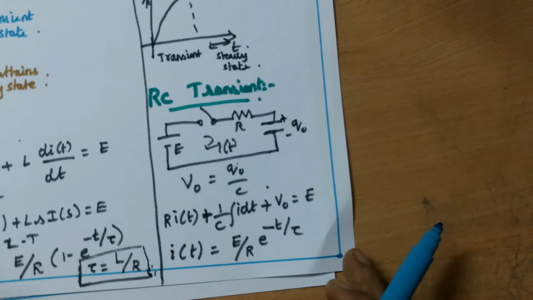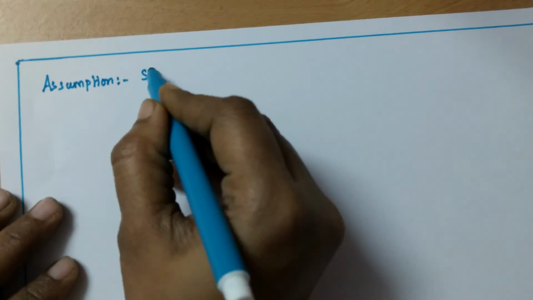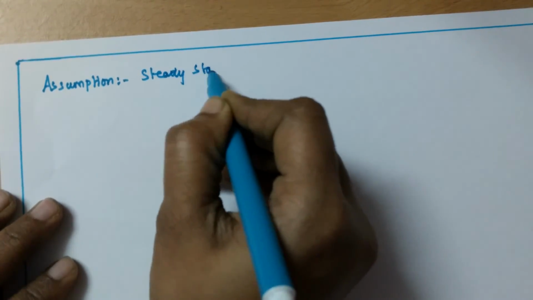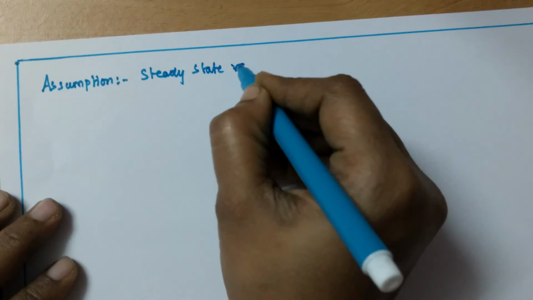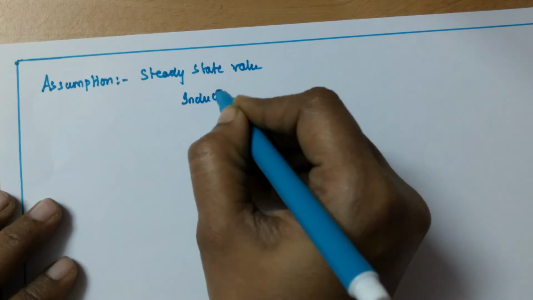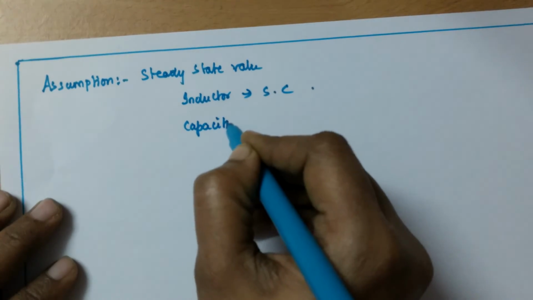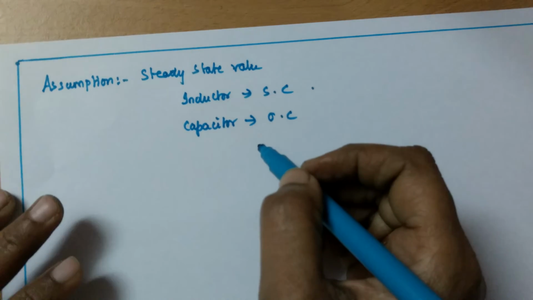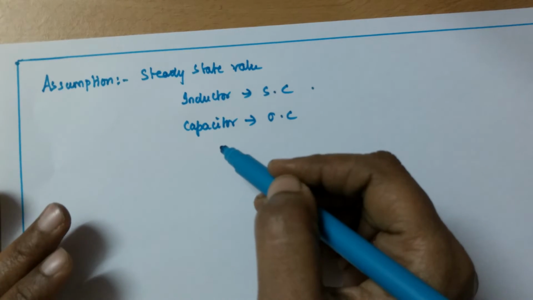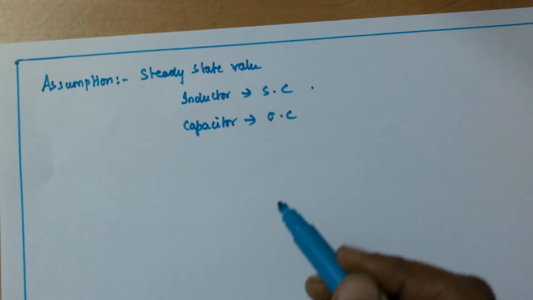So at the steady state condition, for practice, we can assume for every circuit that the circuit has reached the steady state value. When the circuit reaches the steady state, in the case of an inductor, we can short circuit it. In the case of a capacitor, we can open circuit it, because at the steady state condition, the current I of t through the capacitor is equal to 0. So it appears as an open circuit only at the steady state condition.